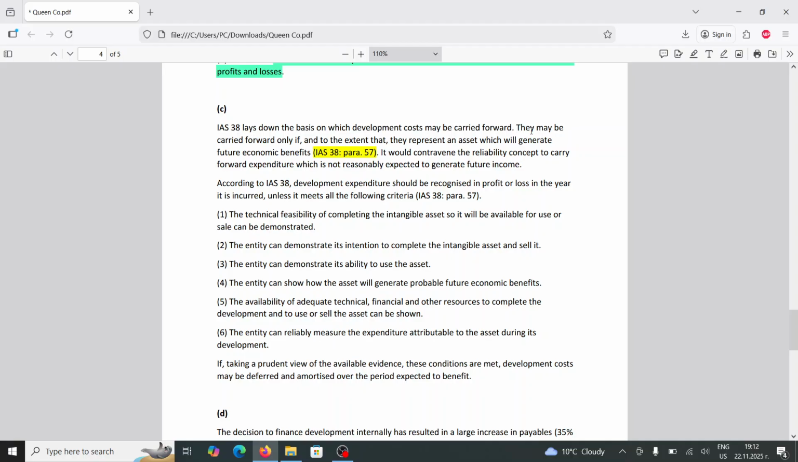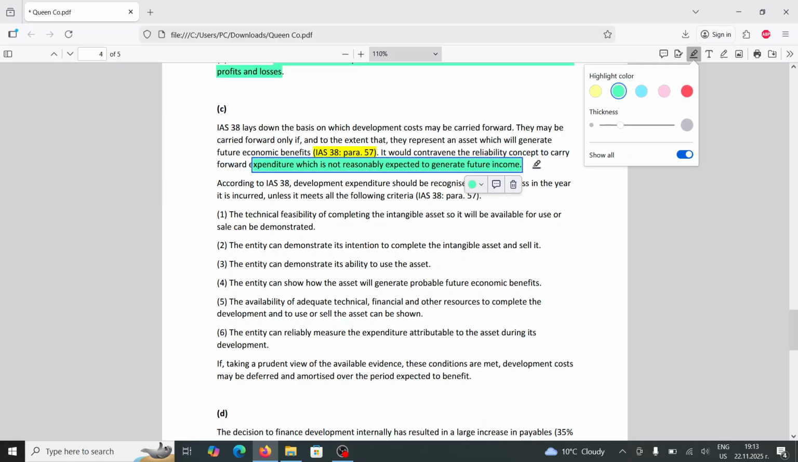So what it says here is the development costs may be carried forward only if and to the extent that they represent an asset which will generate future economic benefits. It would contravene the reliability concept to carry forward expenditure which is not reasonably expected to generate future revenue. According to the same standards, development expenditure should be recognized in profit or loss unless it meets the following criteria.